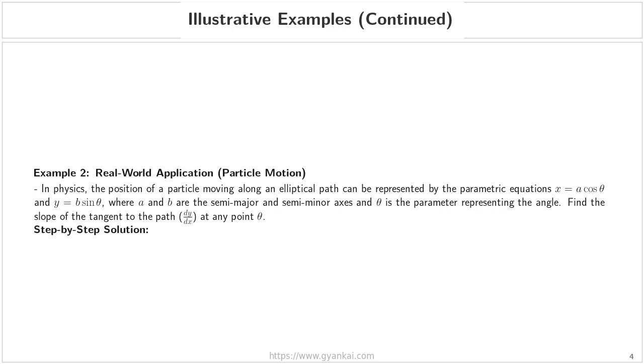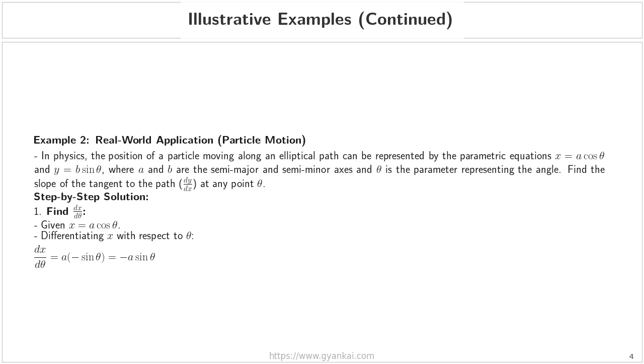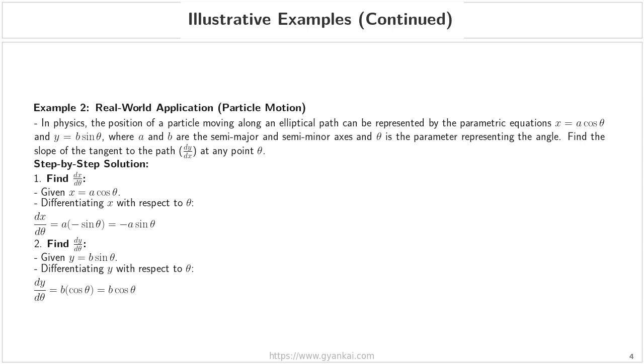To solve this, we will apply the same three-step systematic process we established in the previous slides. First, we find the derivative of x with respect to theta. Given that x equals a cosine theta, differentiating this with respect to theta gives us a times negative sine theta, which simplifies to negative a sine theta. Second, we find the derivative of y with respect to theta. Since y equals b sine theta, its derivative with respect to theta is simply b cosine theta.